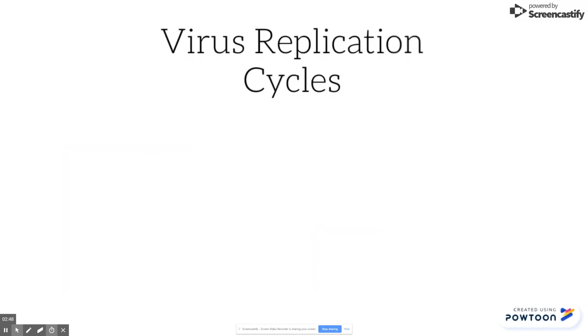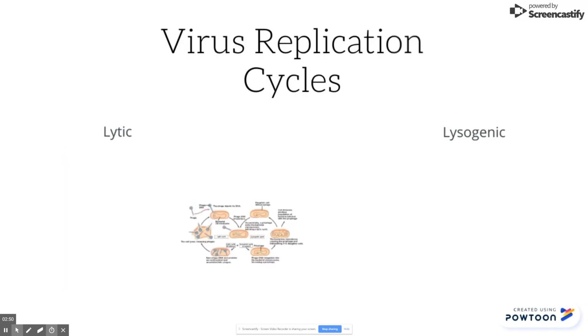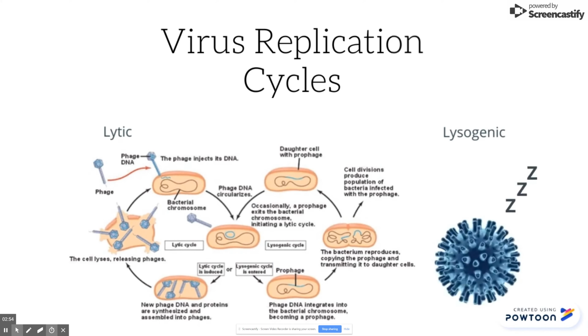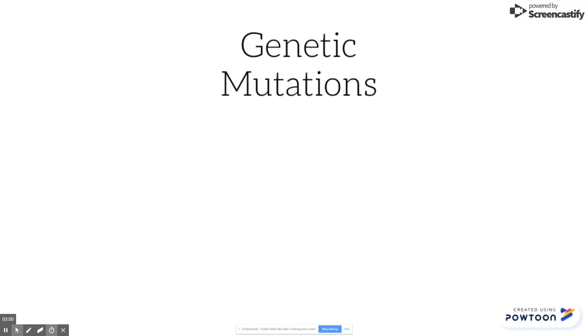There are two virus replication cycles within the host cell. The first is a lytic cycle, where the virus is active and is constantly replicating. The second is lysogenic, where the virus is dormant. Once certain conditions are present, the virus will become lytic again and replicate.